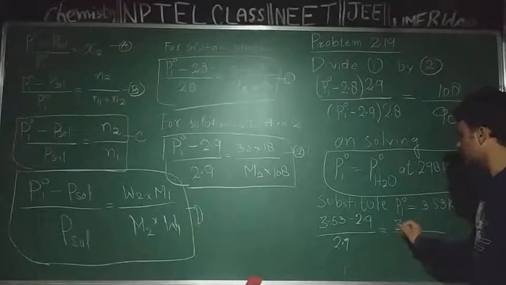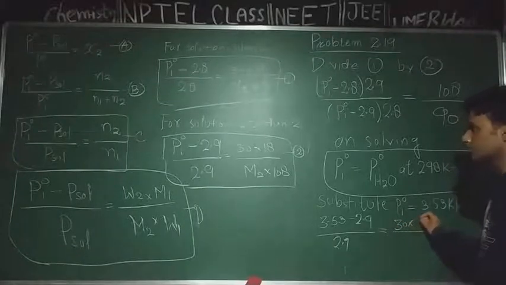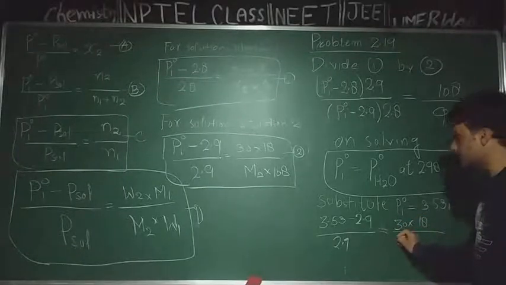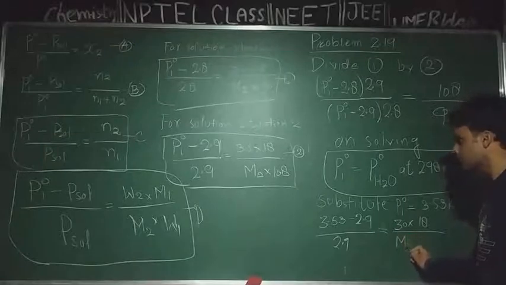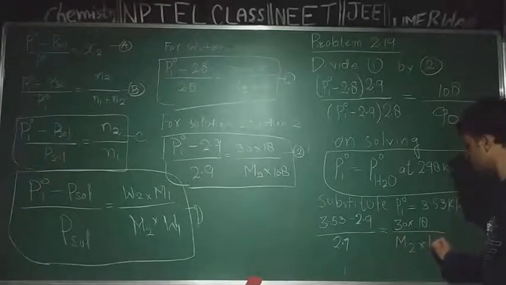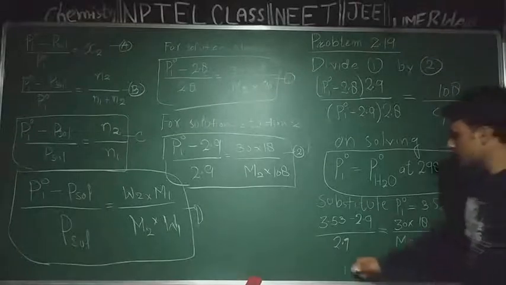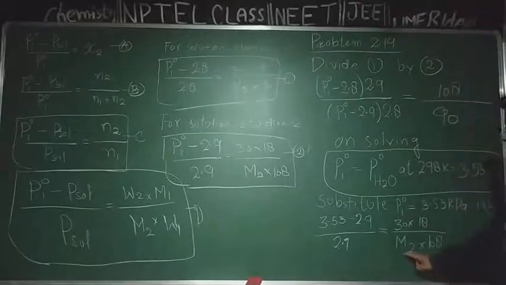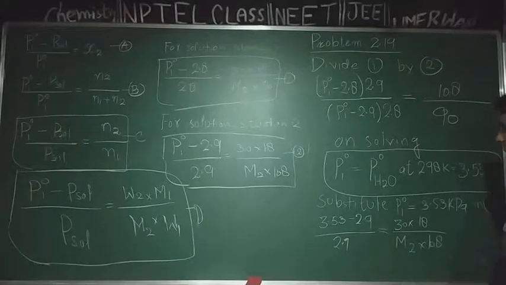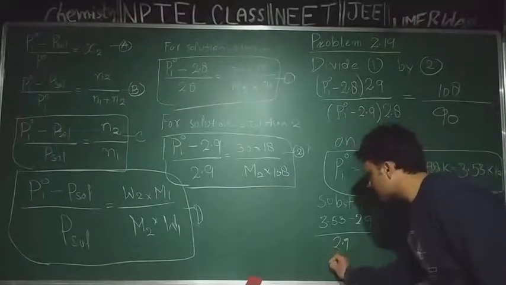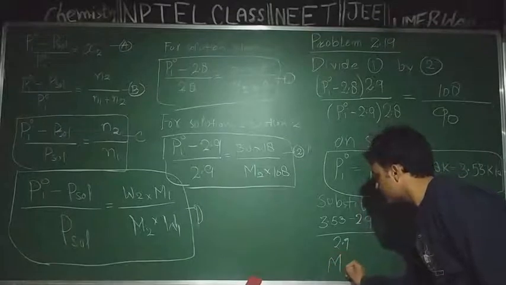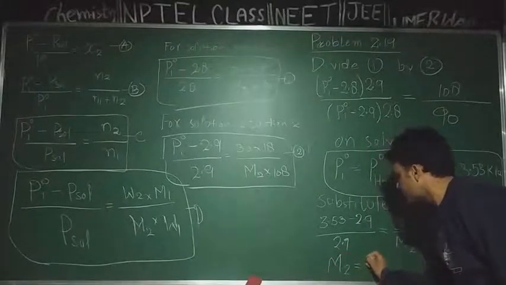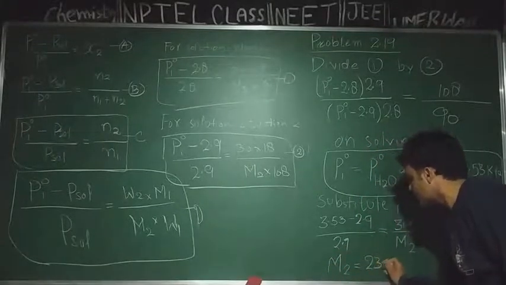to 30 into 18 divided by M2 into 108. And I will solve this equation for M2. Rest all parameters are known, only M2 is unknown, so I will solve this equation for M2, and I have made my calculations. The value of M2 comes equal to 23 grams.